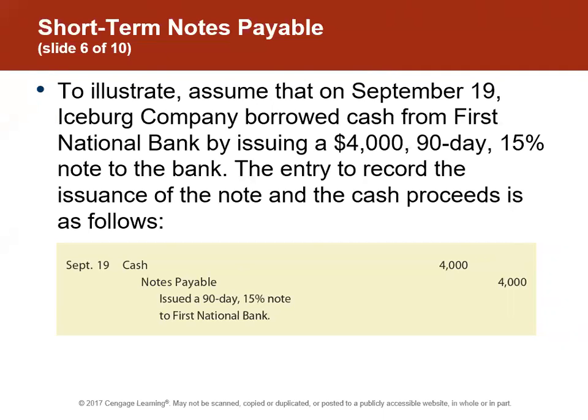When we issue the note, in this case, we're getting cash, so we're debiting cash to increase cash, and we're crediting notes payable. So the issuance of the note, again, is always at the face amount or the principal amount.